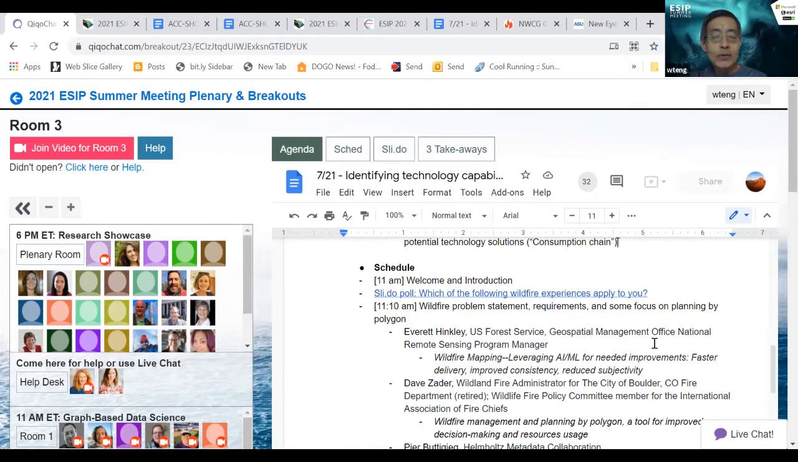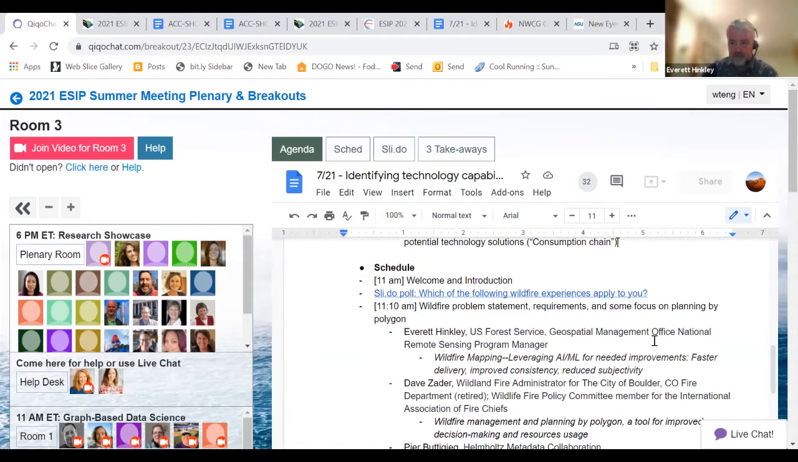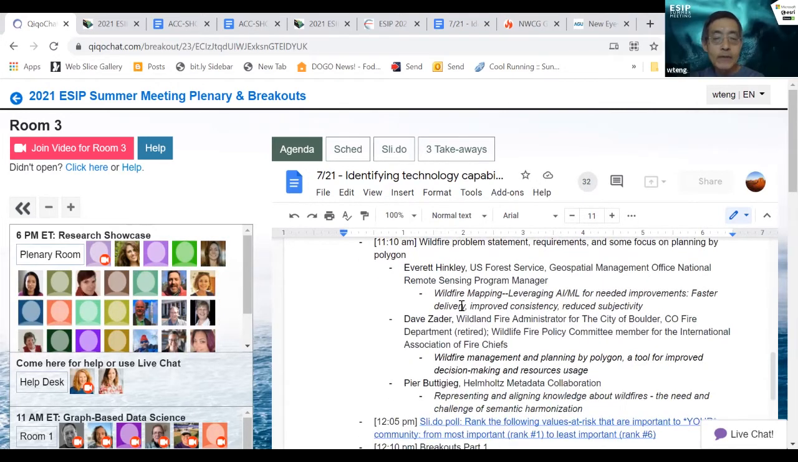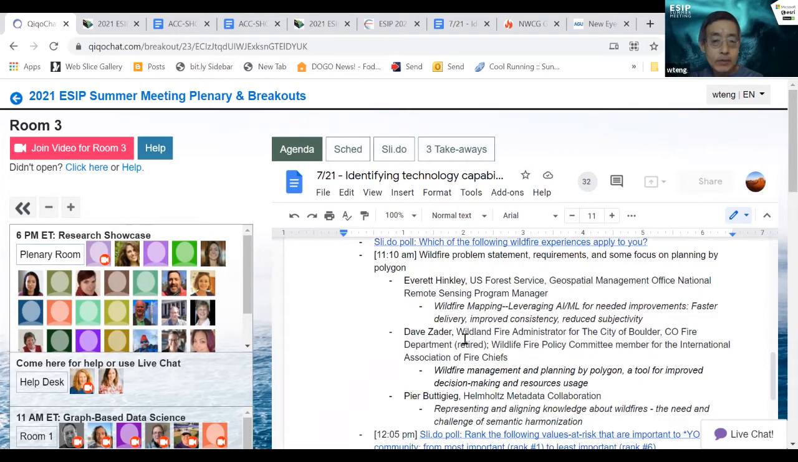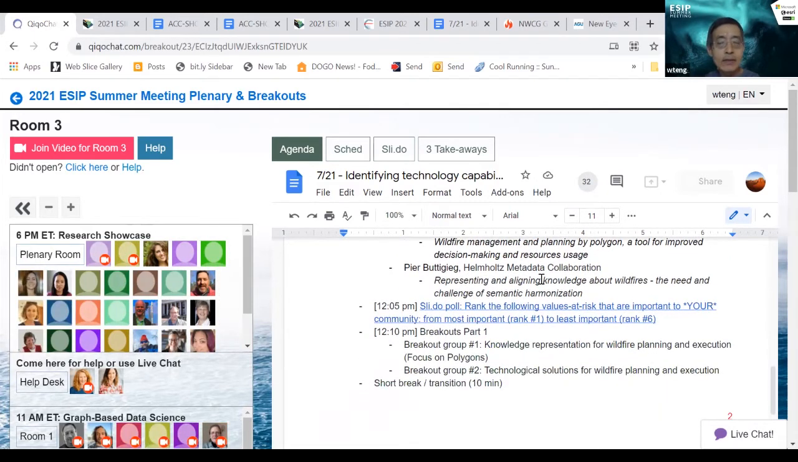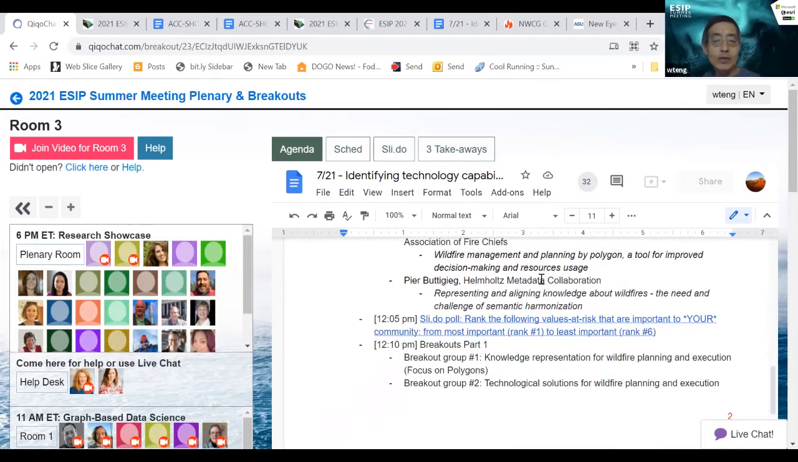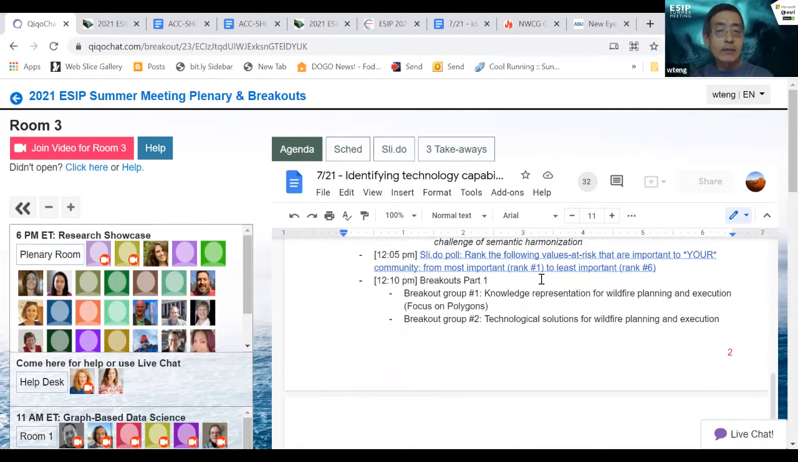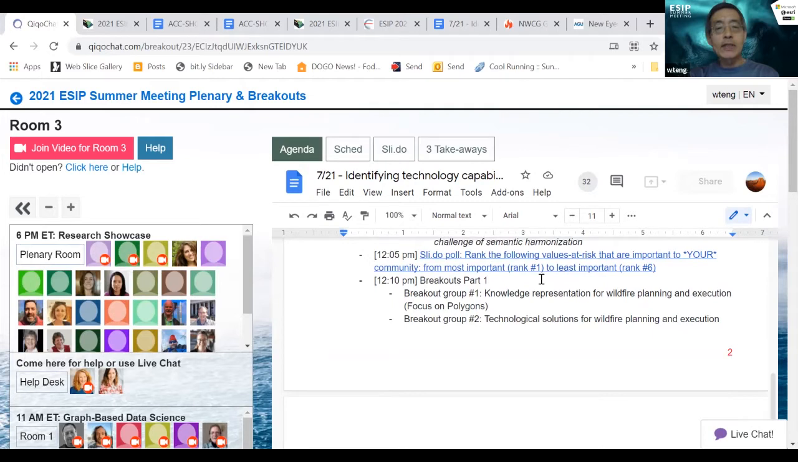And if you look at the schedule, that's pretty much structured in that way, where we start with a couple of presentations by the end users from both the federal end of the spectrum from the U.S. Forest Service, as well as on the other end, the city of Boulder. And then the third speaker will start this mapping from requirements to technological solutions. Then we'll get into more details in the breakouts following the presentations.